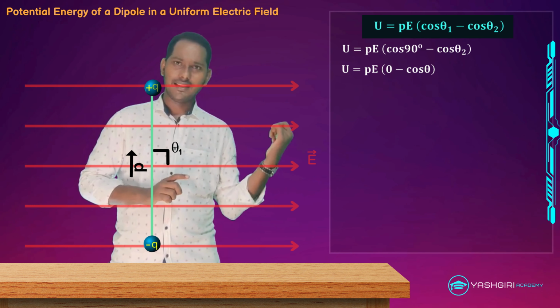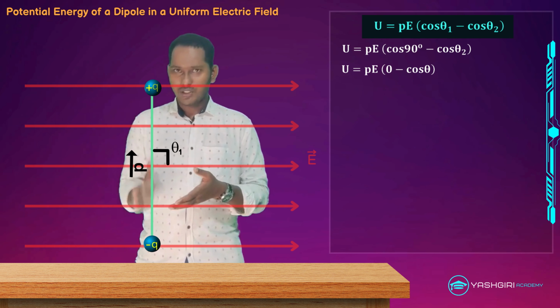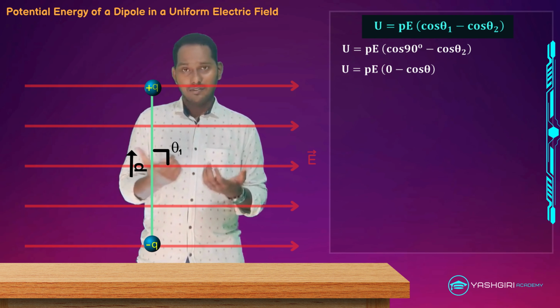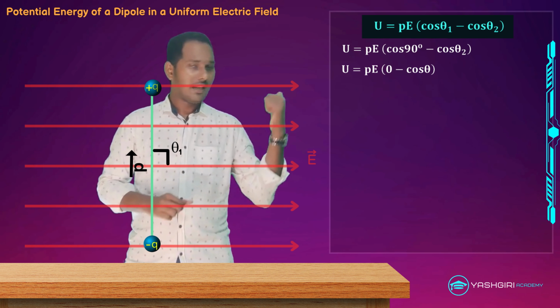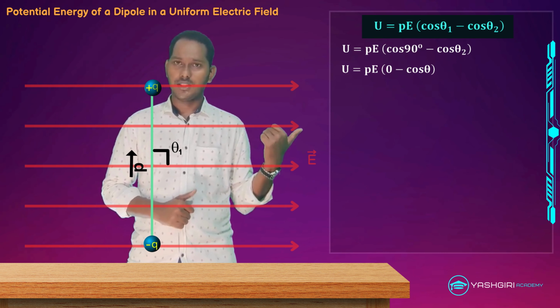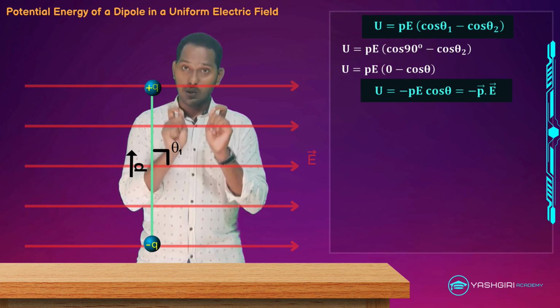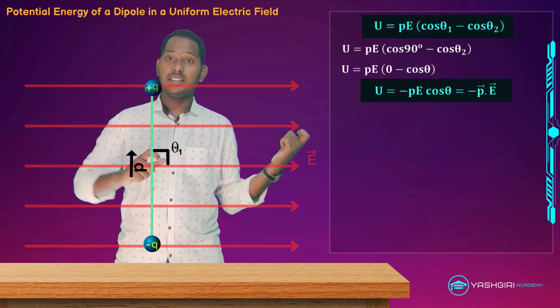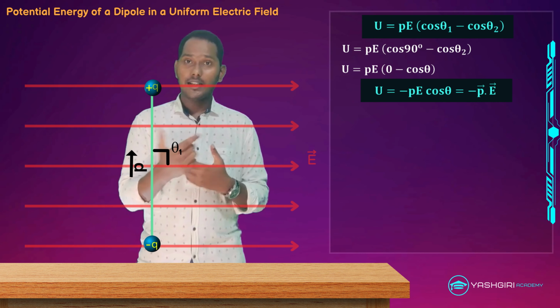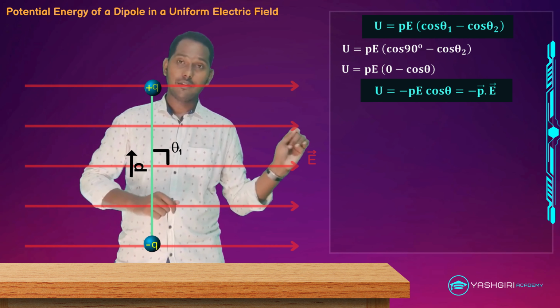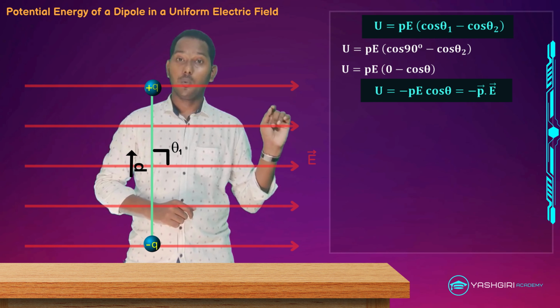So what again I can write here, considering initially the dipole is placed at an angle of 90 degree with the electric field, I can say that the potential energy will be, students, minus PE cos theta, right? So this is what I will be getting as an equation. Which again I can write in the form of a dot product. So that will become minus vector P dot vector E.